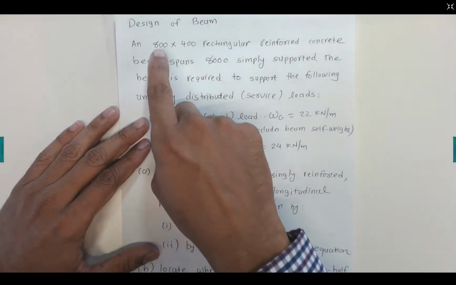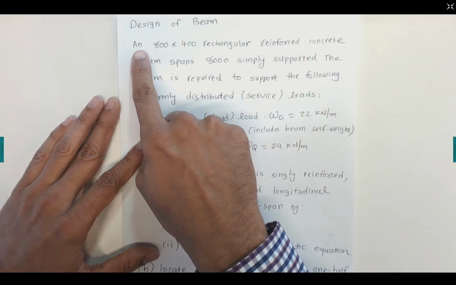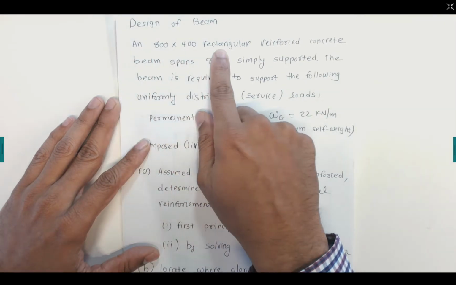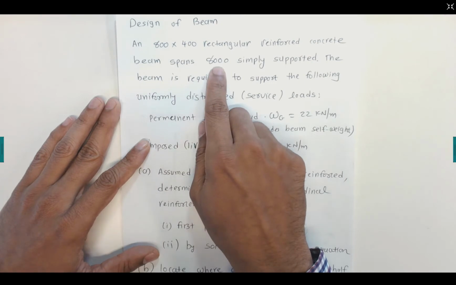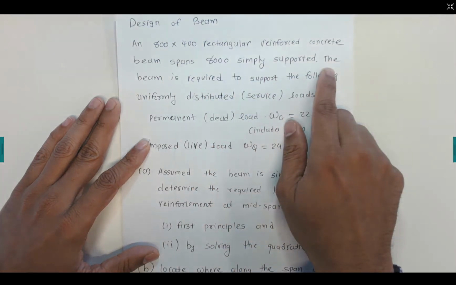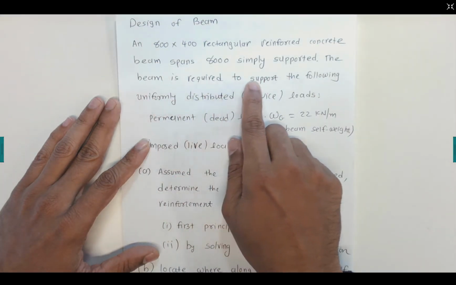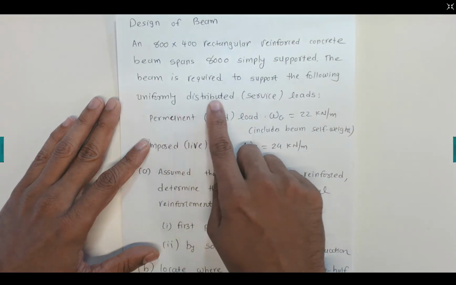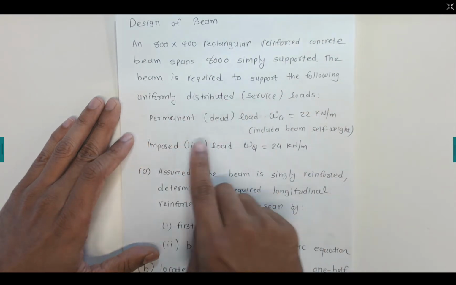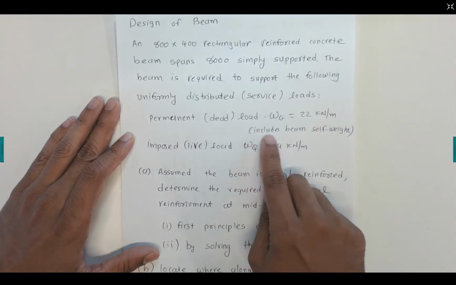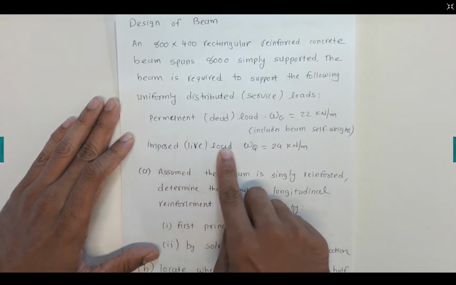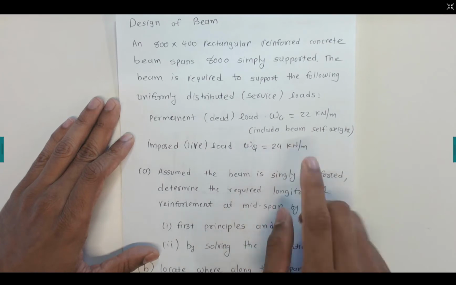This video explains the design of a beam, an 800 mm by 400 mm rectangular reinforced concrete beam which has a span length of 8000 mm, simply supported. The beam is required to support the following uniformly distributed service loads. It has a permanent dead load WG of 20 kN per meter. It includes the self weight, and imposed live load WQ is 24 kN per meter.